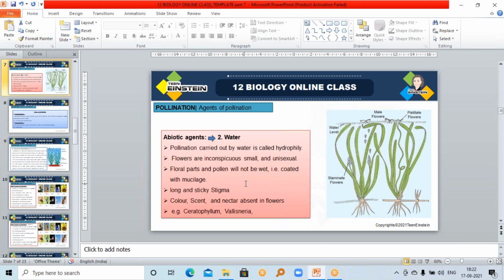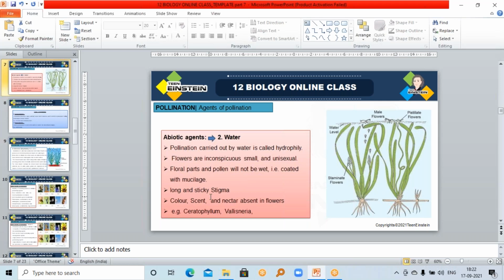The floral parts of these plants and the pollen will not be wet. Why? Because it is coated with mucilage. Even though they are water pollinating, or hydrophilous plants, the parts of that flower or that pollen grain won't be wet because it is coated with a type of mucilage.